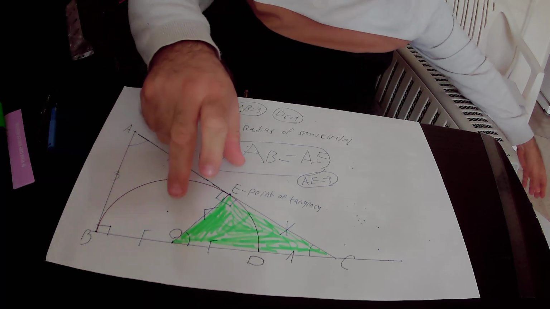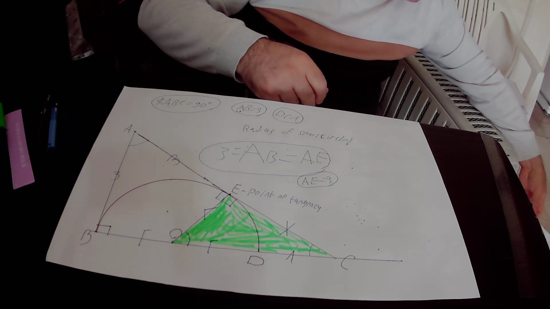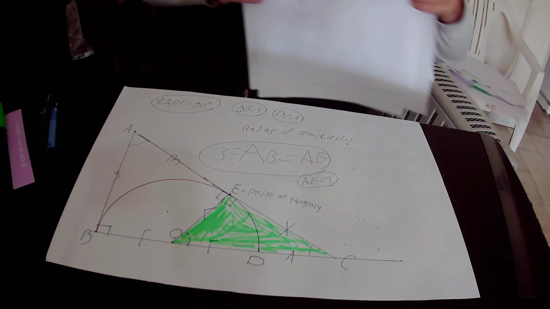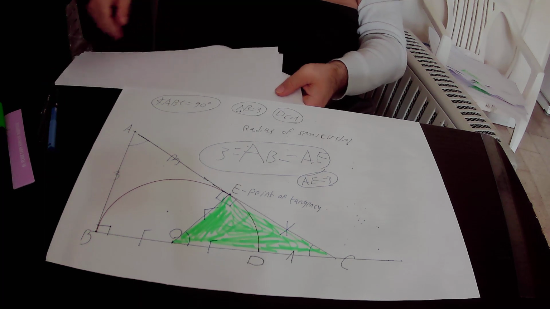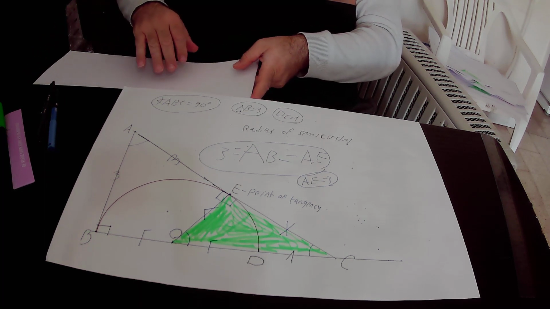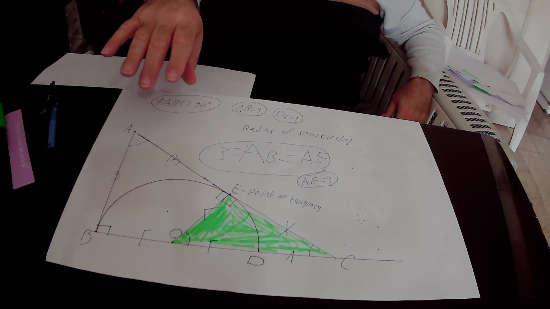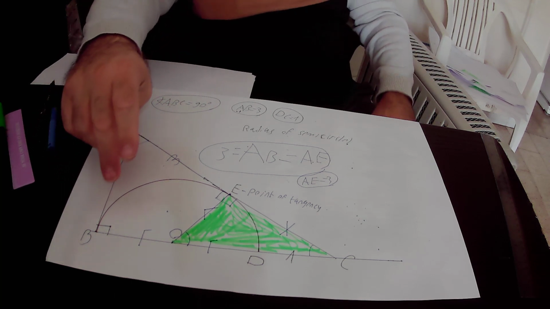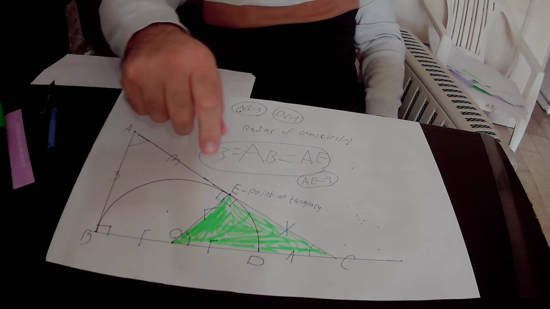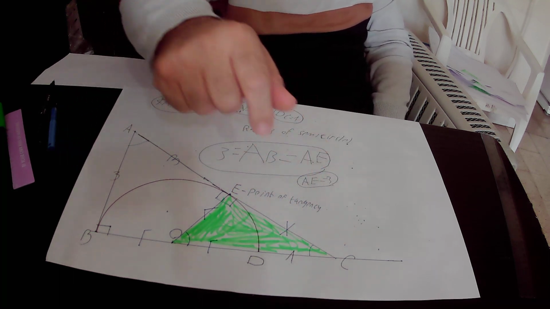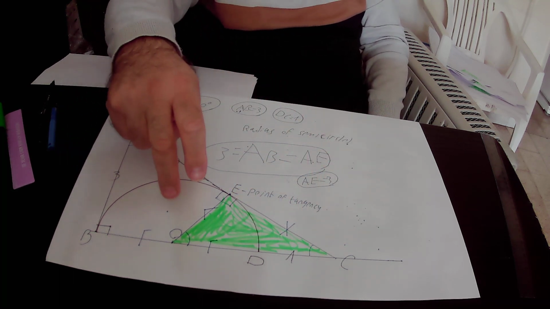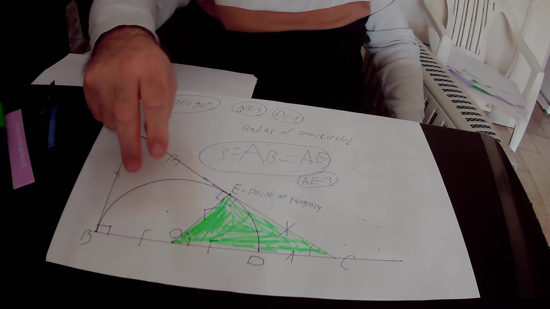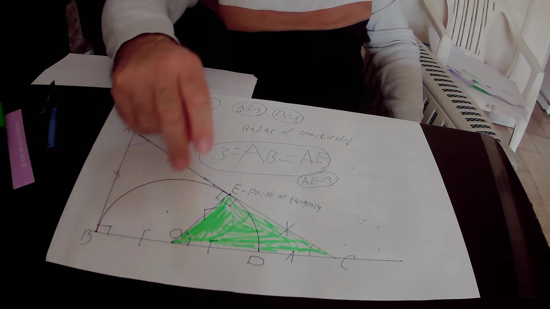Actually, we wanted to find the radius of this semicircle. We know that triangle ABC is a right triangle. Side AB equals 3 units, angle ABC equals 90 degrees, line segment DC equals 1 unit, and the semicircle is described by the triangle ABC, and we want to find the radius of this semicircle.